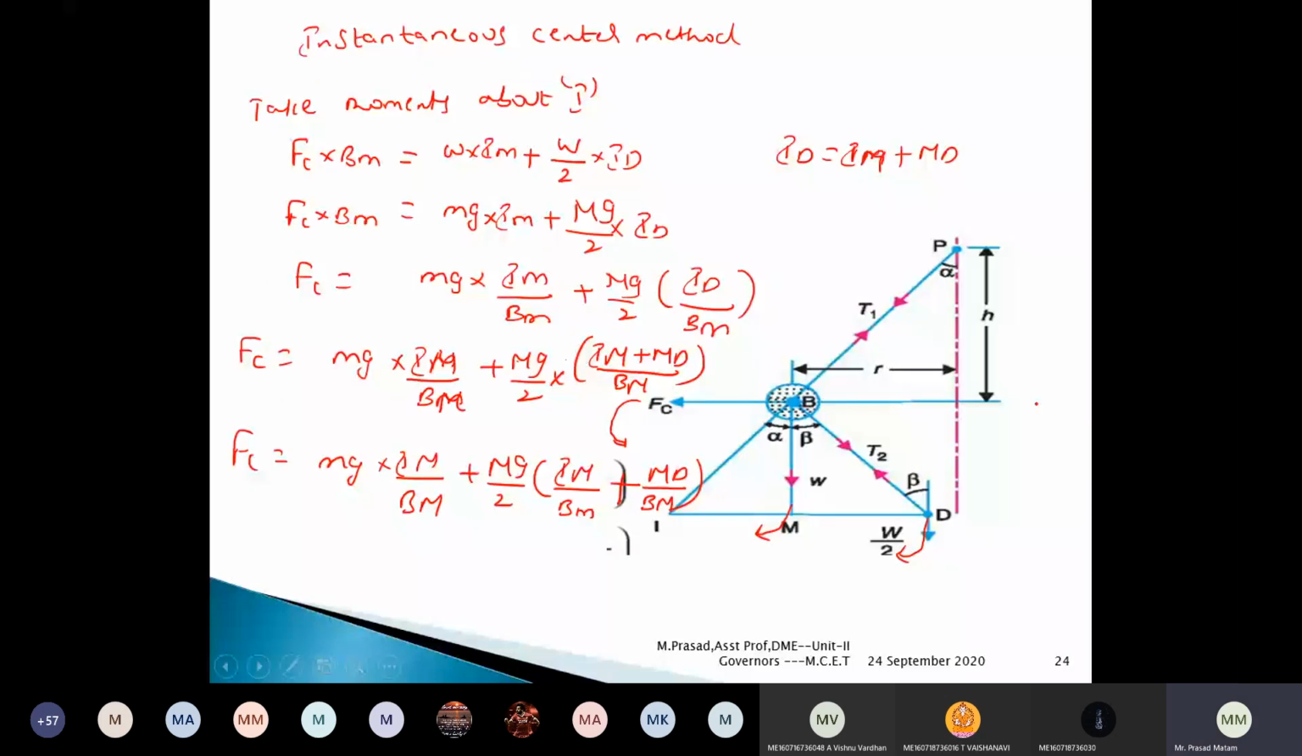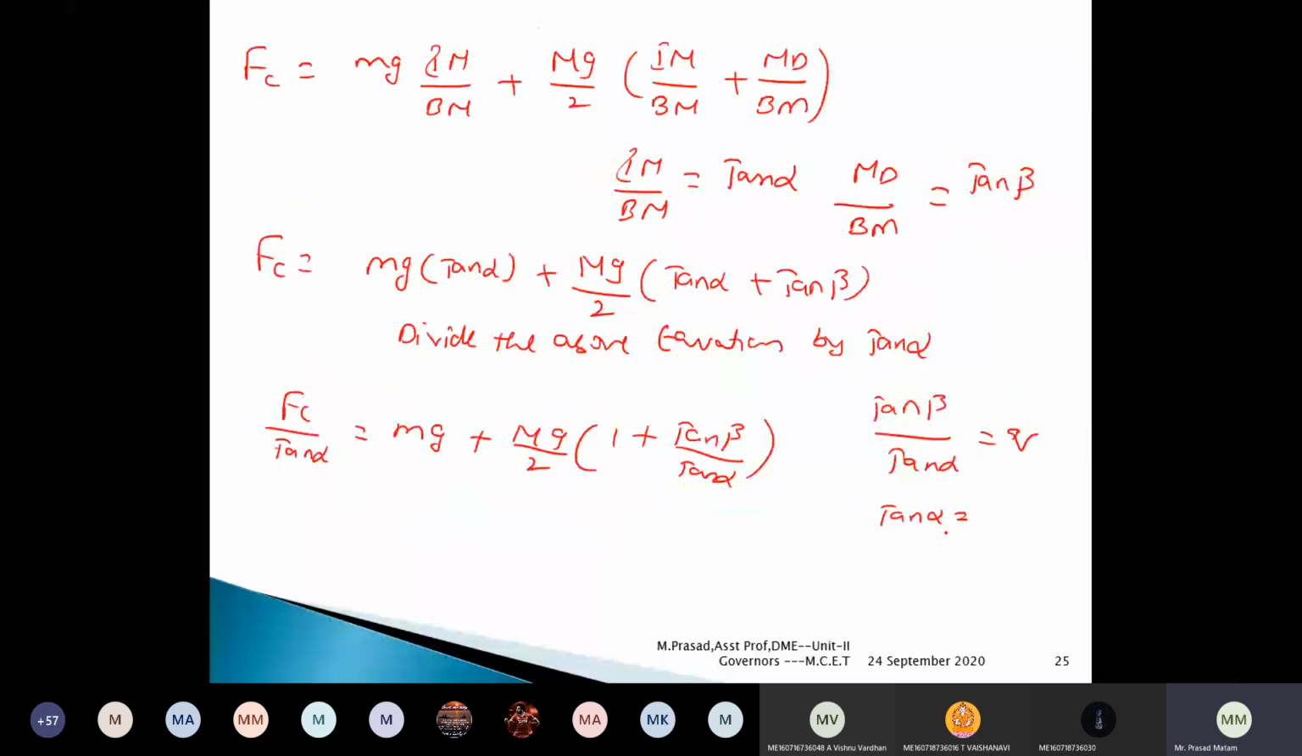So take PB and let us take this as AX. From triangle PBX, tan alpha is equals to R by H. So now I can write it as R by H. Now I can write Fc as mr omega square, and tan alpha is equals to R by H, which is equals to m into g plus mg by 2 into 1 plus q.